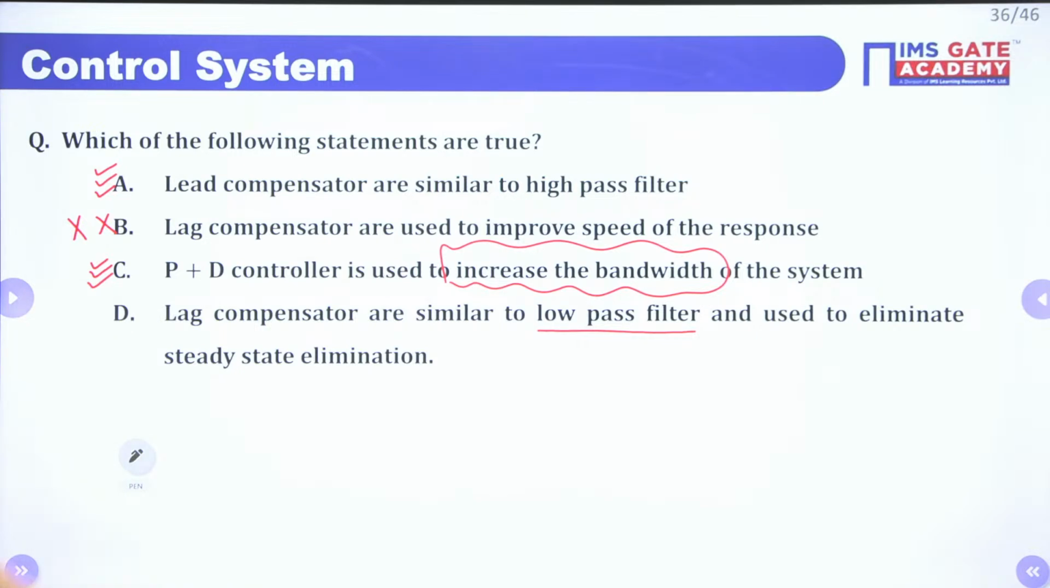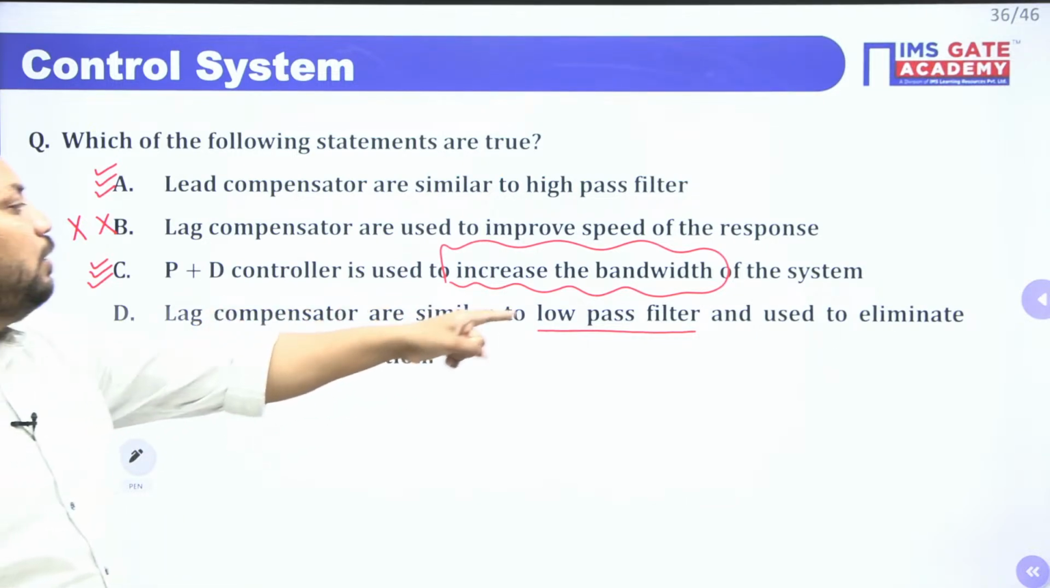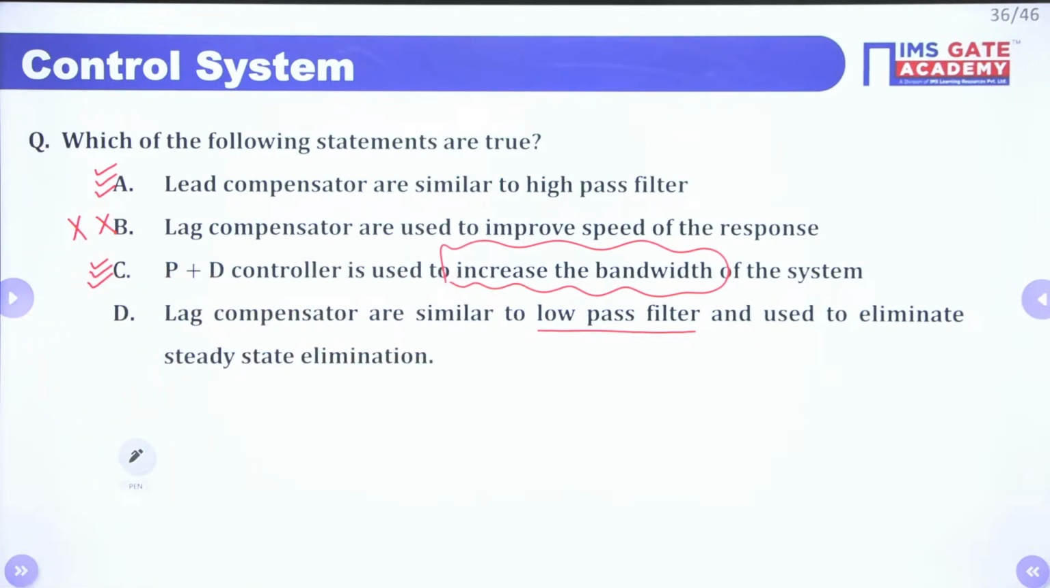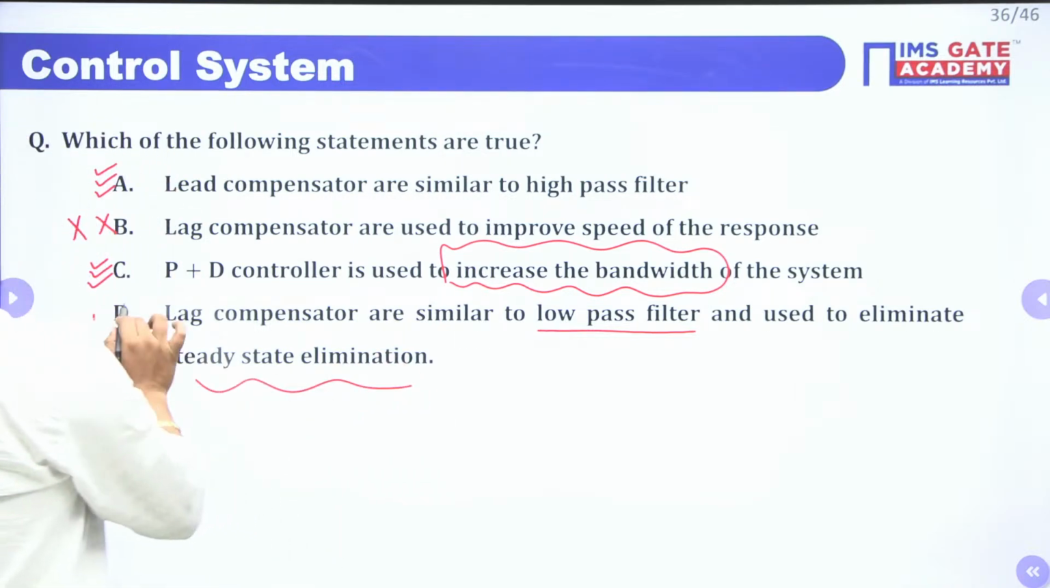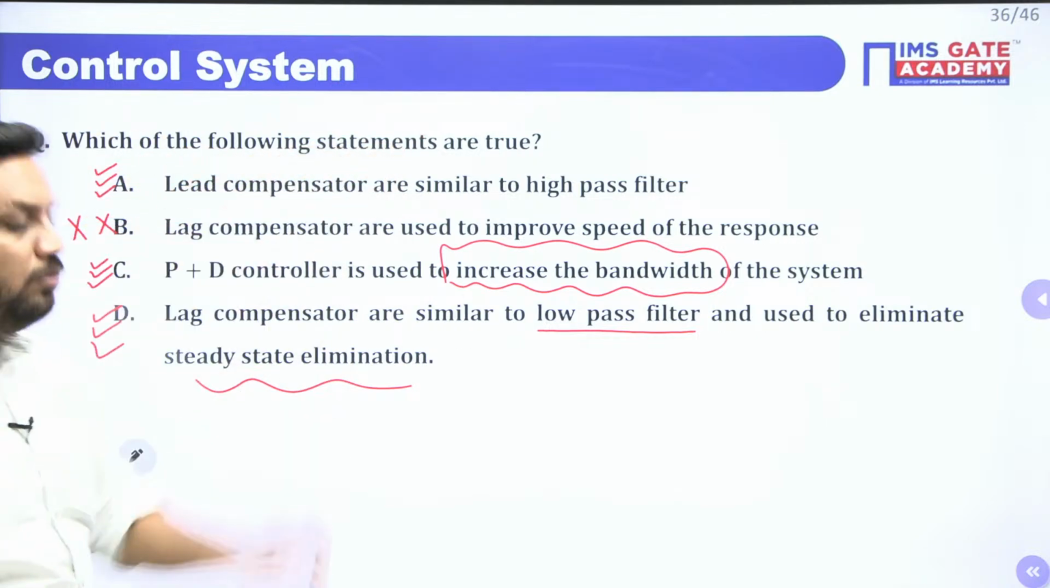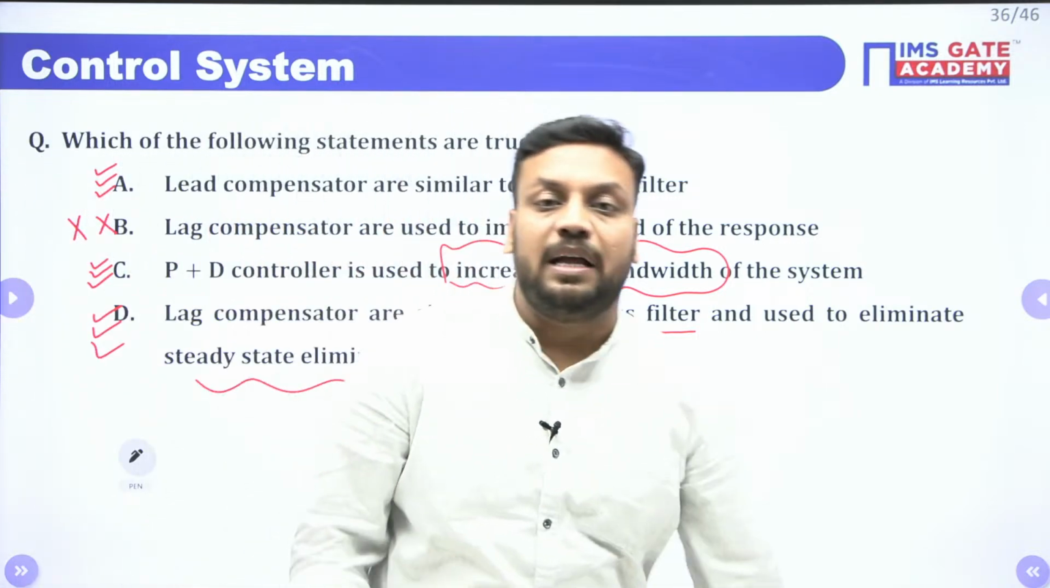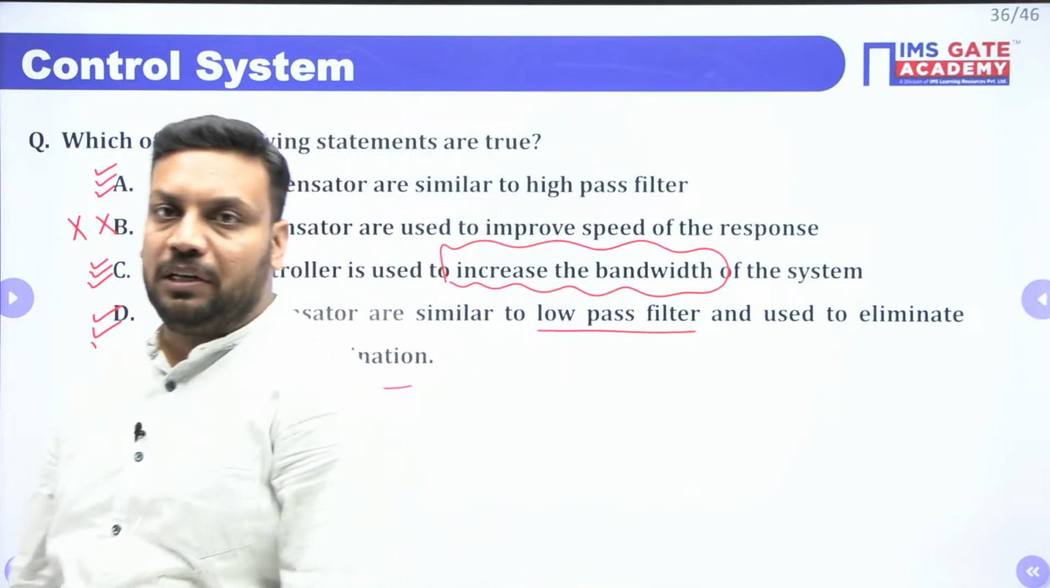Lag compensators are similar to a low pass filter, that is correct, and used to eliminate the steady state error. Correct, option D is also correct. So this is called MSQ, which of the following statements are true? Three statements are true. It is MSQ, multiple select question. I hope it is clear to you.